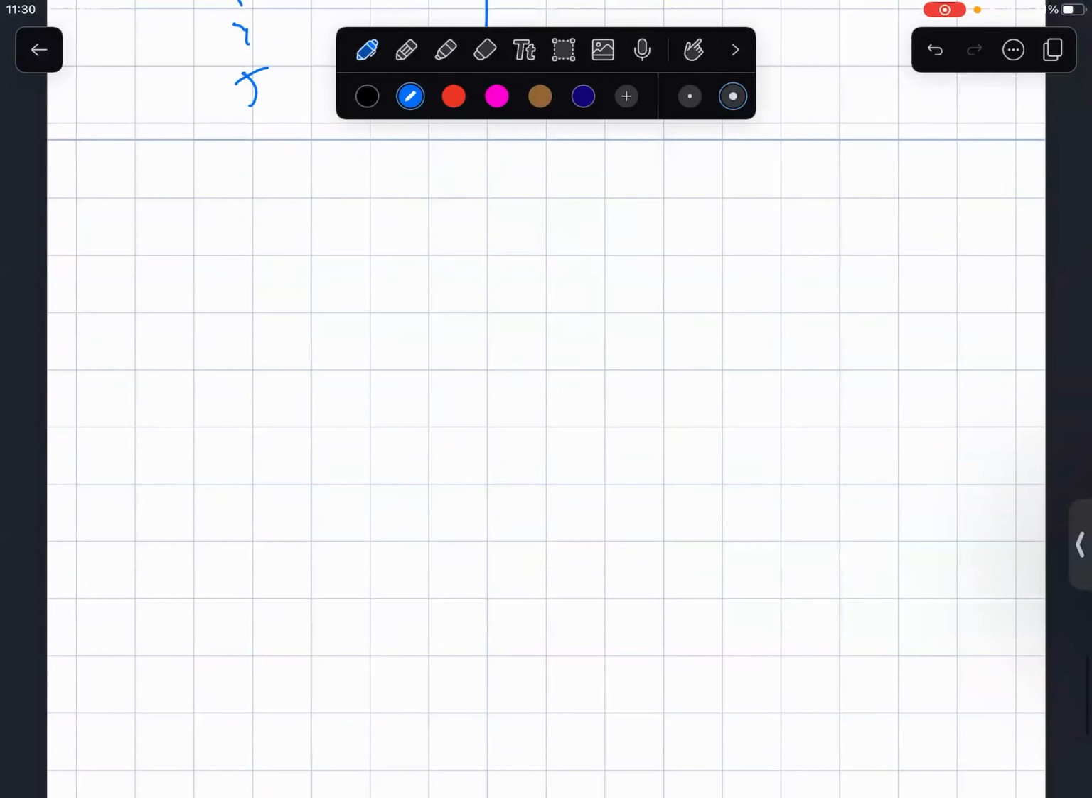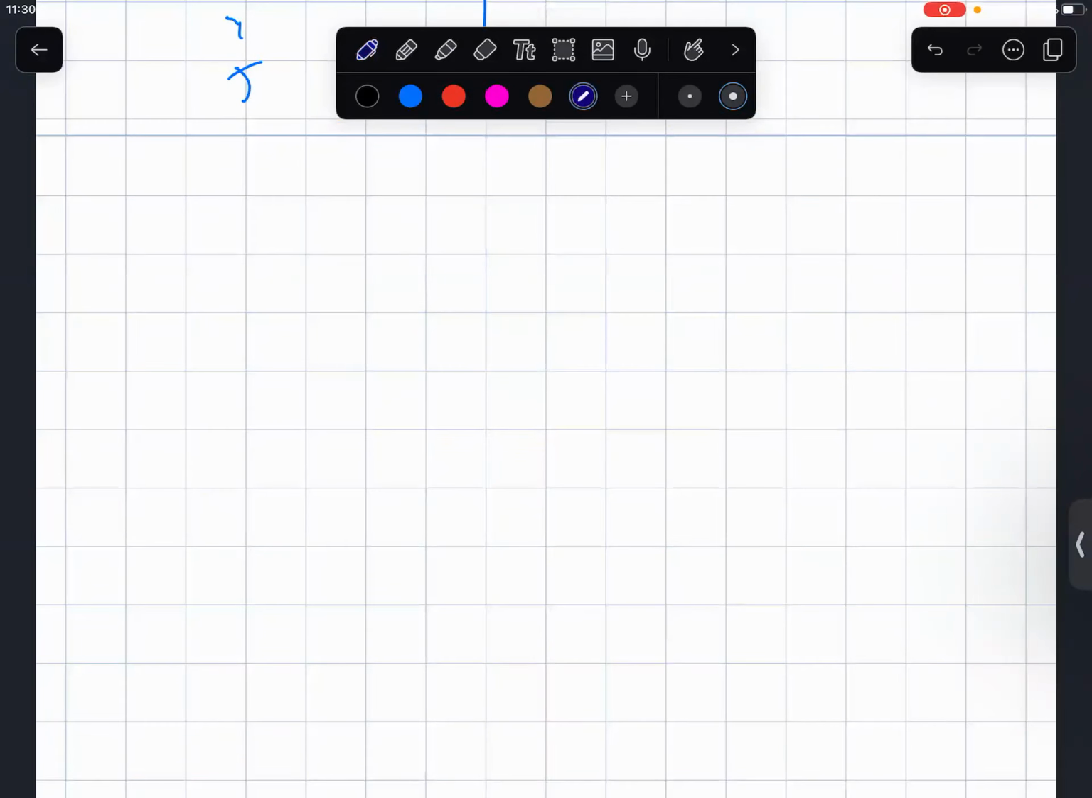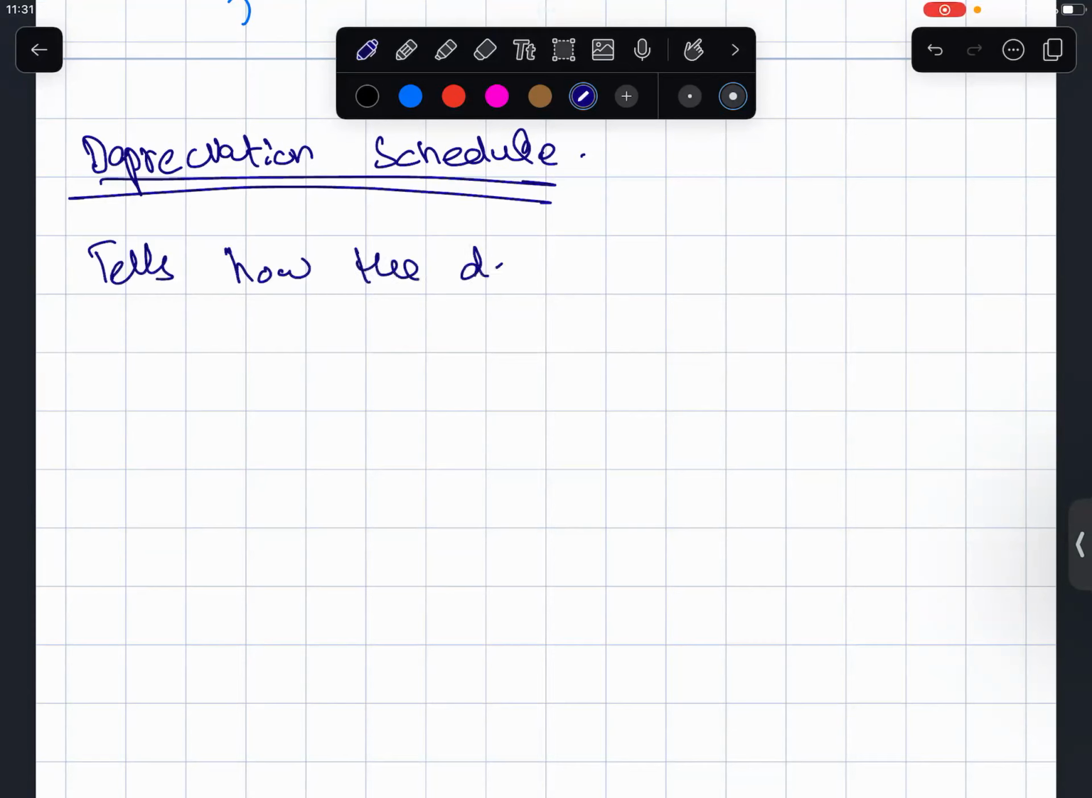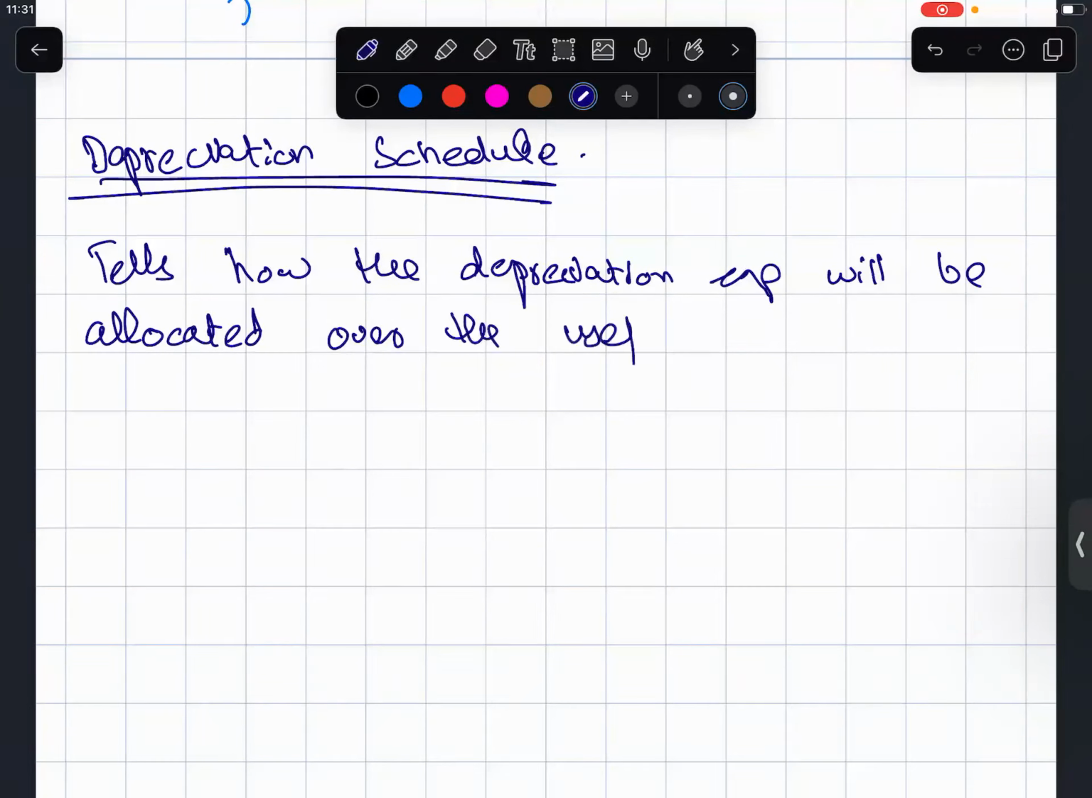Now sometimes they might also ask you to create a depreciation schedule. I'll get to the reducing balance method in a while. Let's just get done with the depreciation schedule. This is very simple again. This is basically how you will charge the depreciation. This basically tells how the depreciation expense will be allocated over the useful life of the asset.